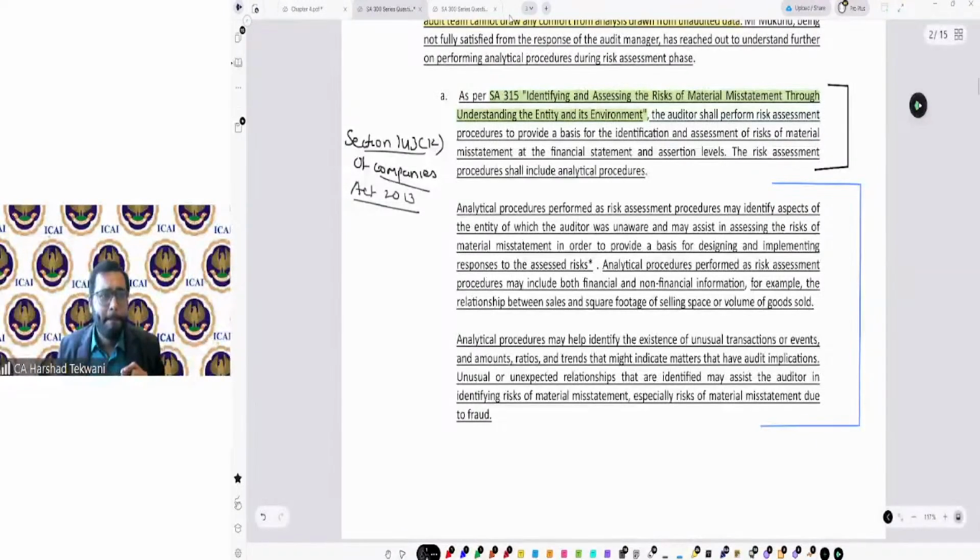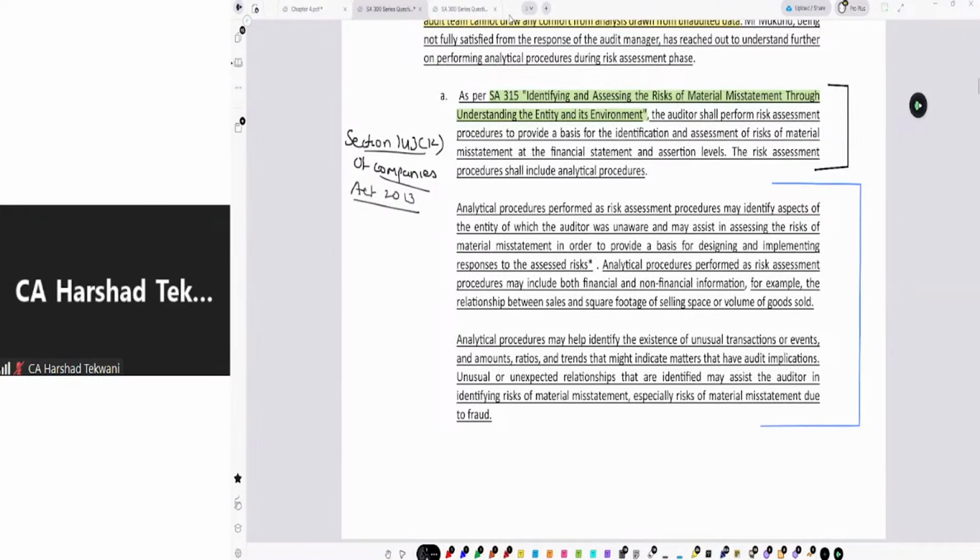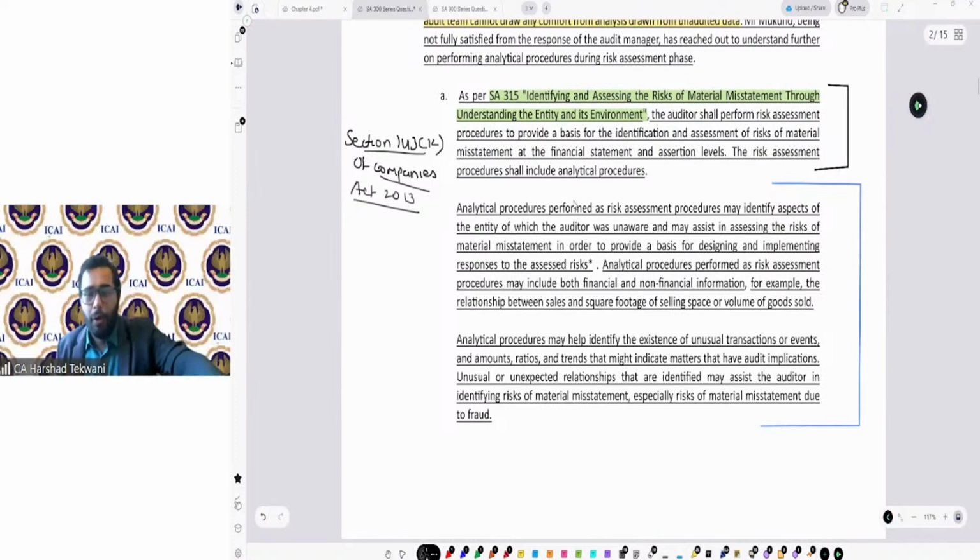Hope I'm clear. So you need to quote the full section number with the name of the act and the year of the act in detail, so that the reader can understand which provision you are referring to.